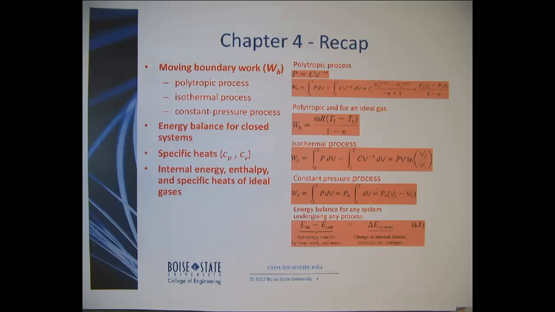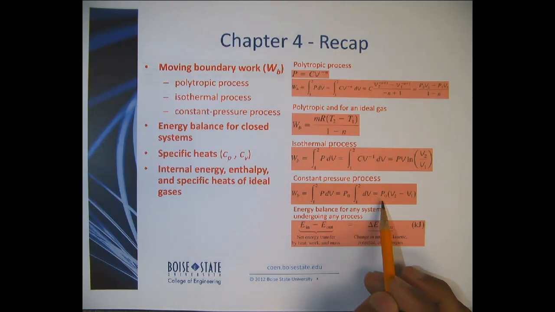In general, work done is the integral of P dV. You could have an isothermal process, or a constant pressure process, which is easier to compute. For a constant pressure process, the work done at the boundary is P naught, a constant pressure, times the volumes at the initial and the final states.